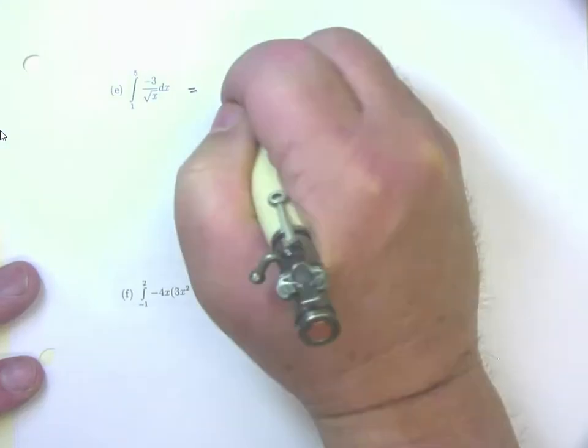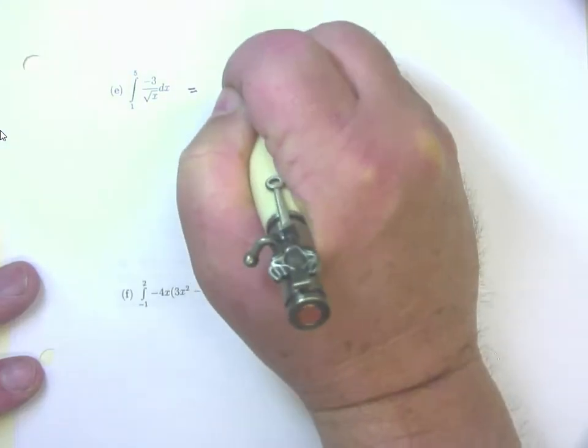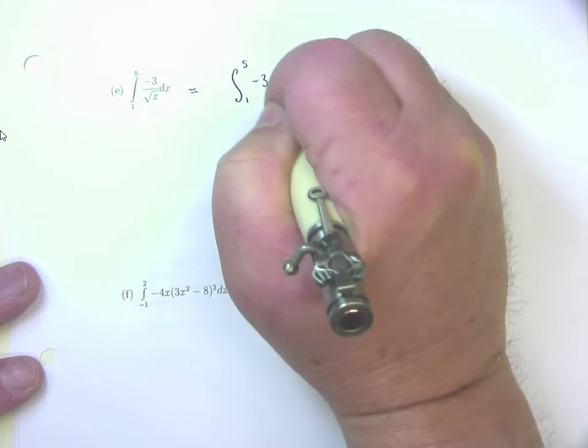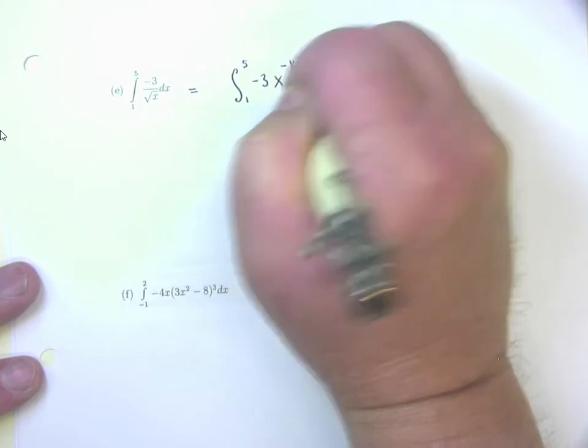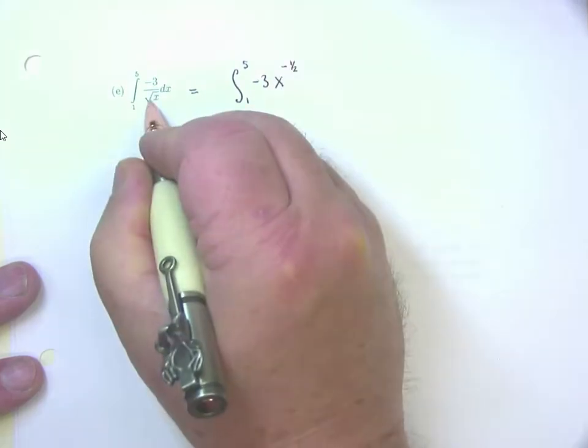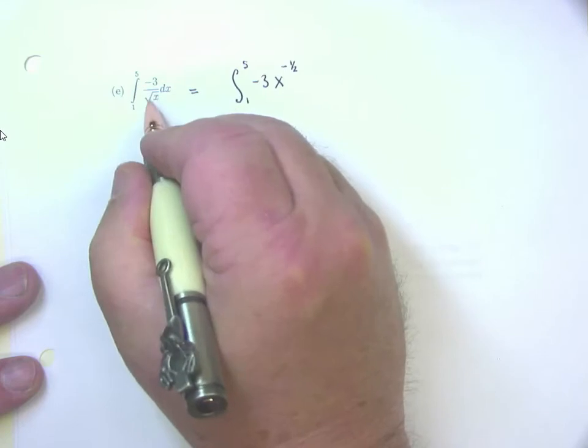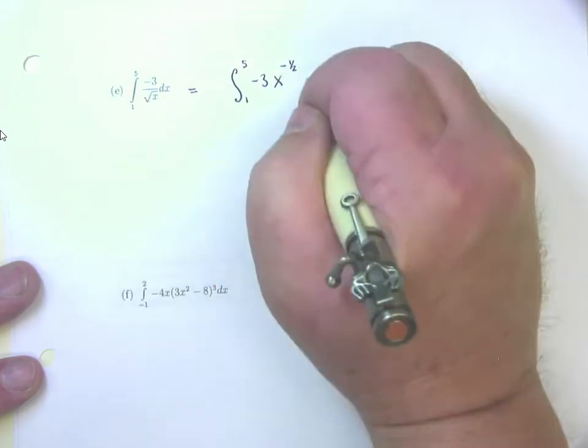So the first thing I'm going to do is clean this guy up. This will give you the integral from 1 to 5 of -3 times x to the -1/2. Square root is a half a power, x to the 1/2. Bring them from the bottom to the top, makes x to the -1/2 dx.